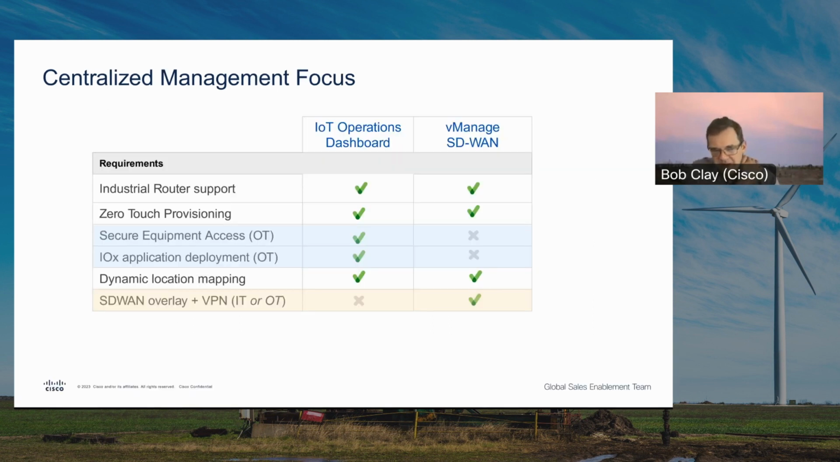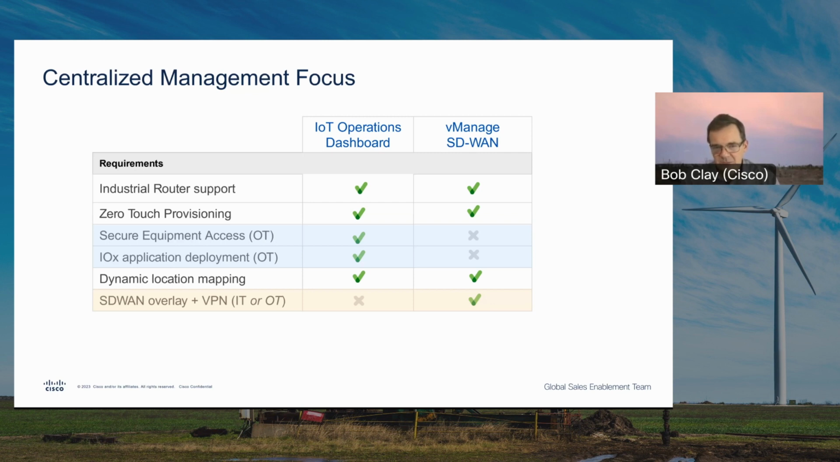And a quick comparison of features, and this is just very high level. On the left, we have IoT Operations Dashboard, which is our OT operations management platform. And on the right, we have vManage, which is our SD-WAN management platform. And you can see there are common features between them. They both support industrial routers. They both support zero-touch provisioning.